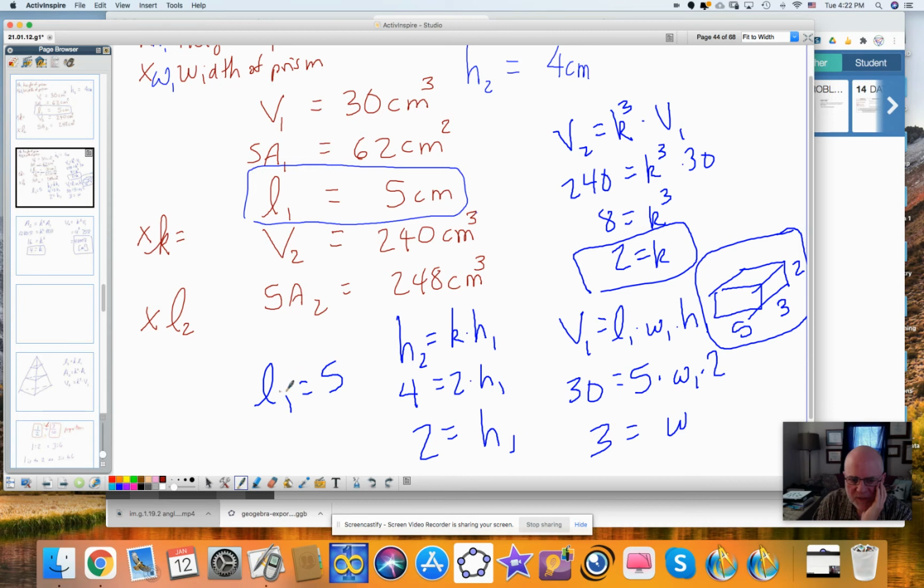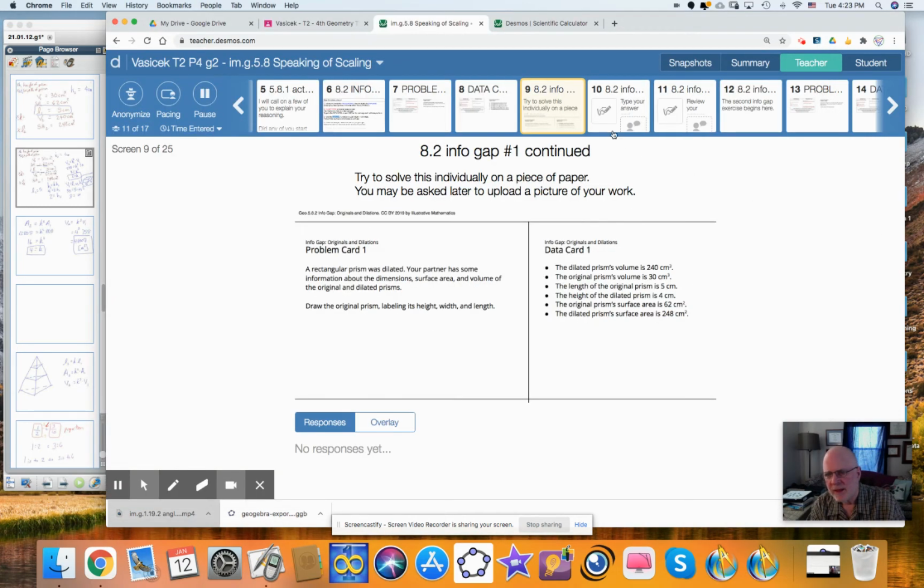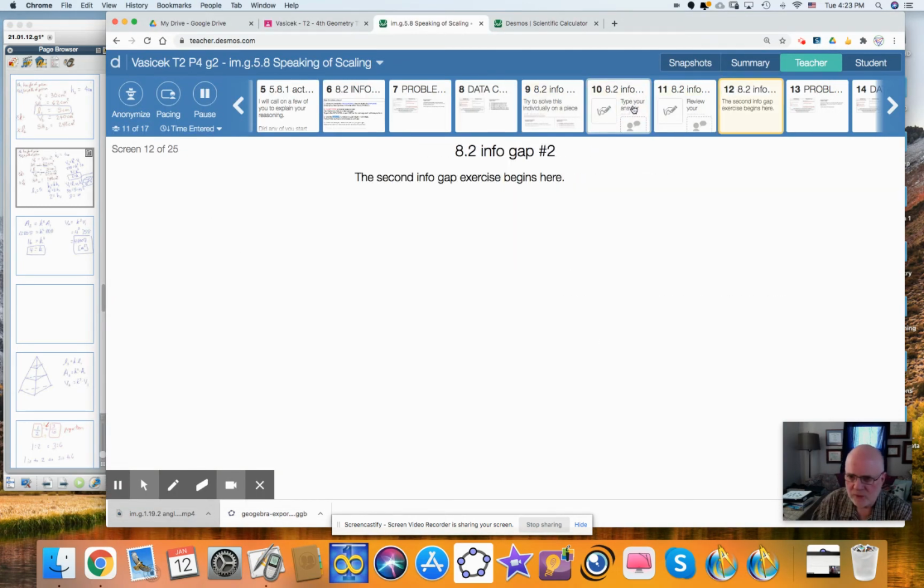From this, I could say, well, if my height is 4, then I could find my original height must be 2, because it's the scale factor times the height. And from this, I said, okay, my height original is here. I also was given my length original was 5, because that was given. And the volume is 30. So since the volume is length times width times height, 30 is equal to 5 times W times 2. My W1 is 3. And then I could label the diagram. And this was the procedure that we went through to do this infogram.